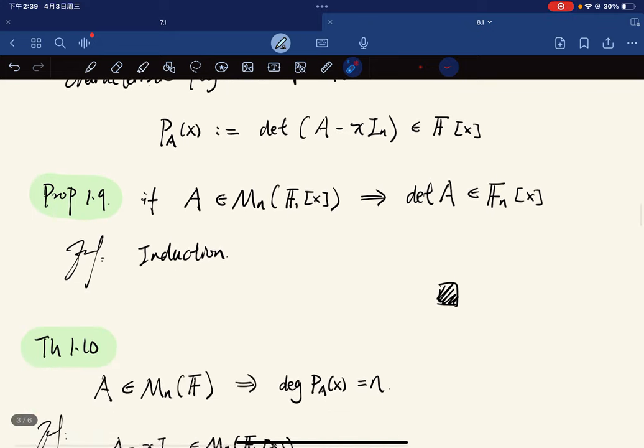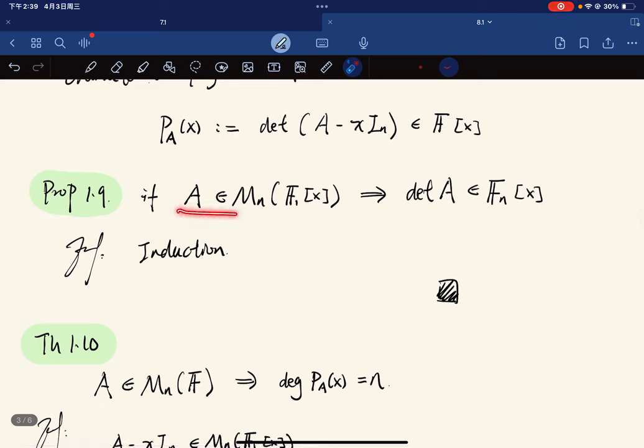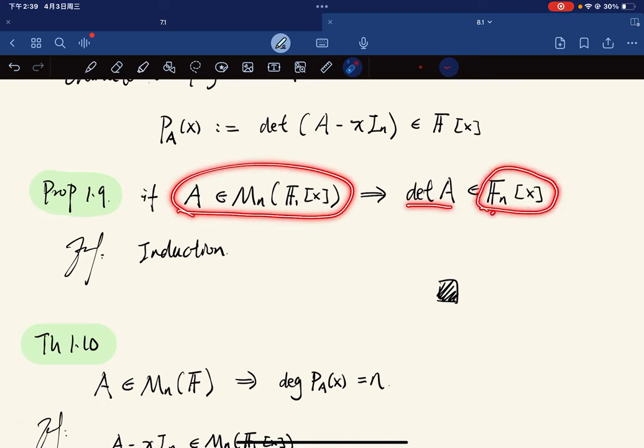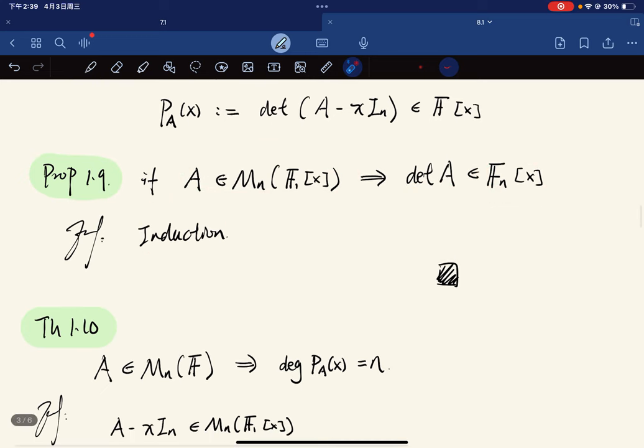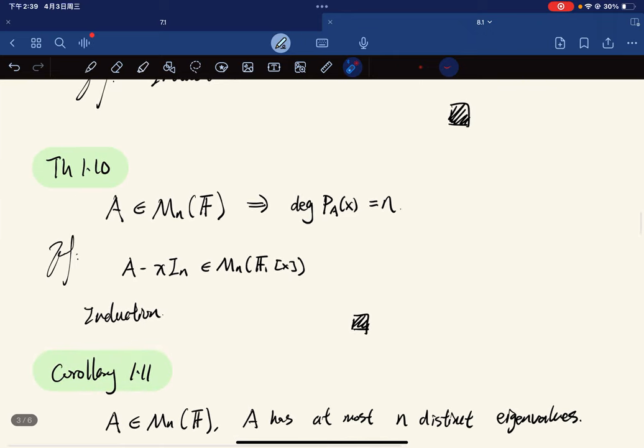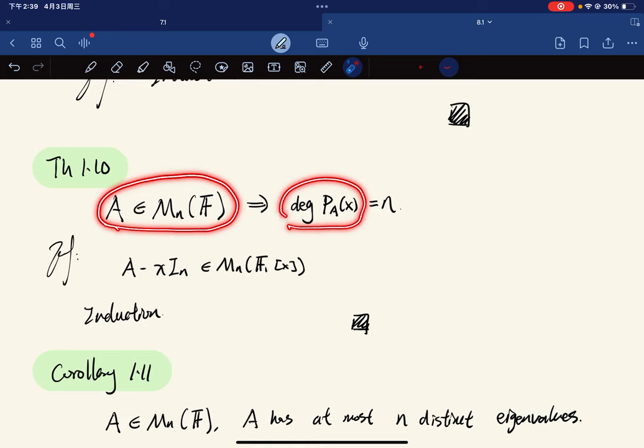Now, here's a proposition: if we have this, then the determinant of A is a polynomial. Well, this is proved by induction, so I just skipped it. You just compute it directly. And also this one: if A is this one, then the degree of the characteristic polynomial is equal to n.